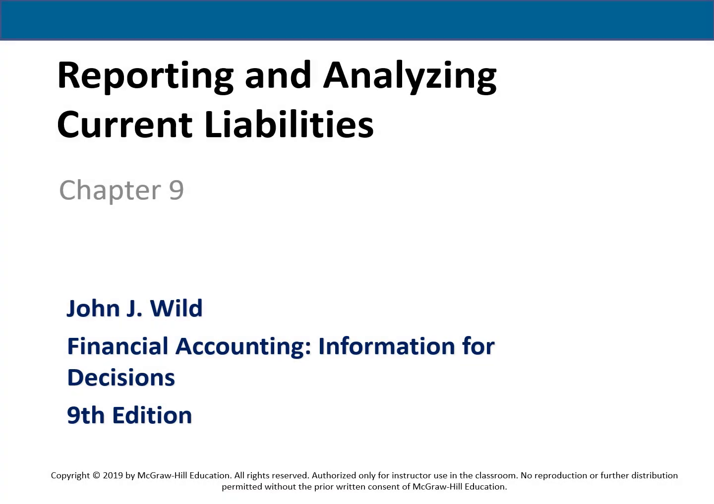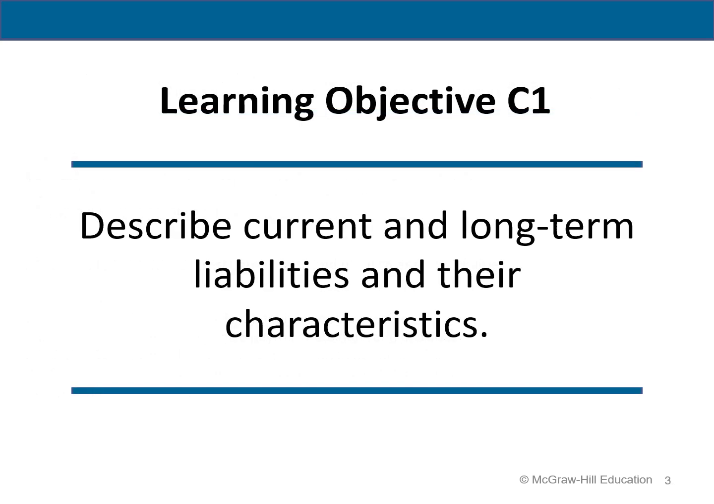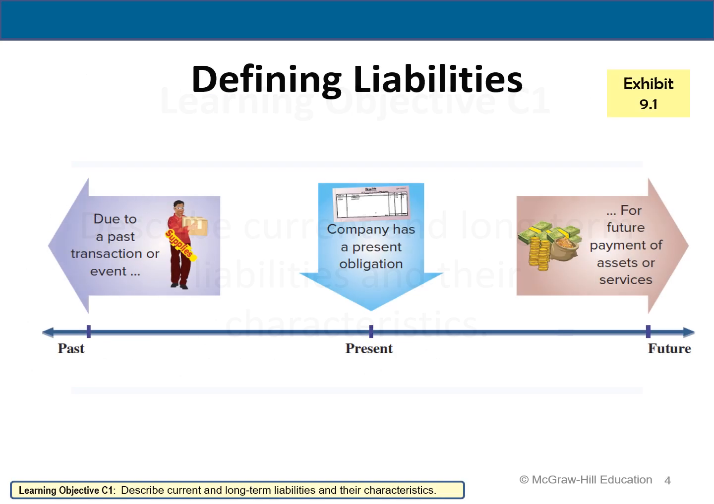All right, Chapter 9, Reporting and Analyzing Current Liabilities. In this chapter, we're going to look at current and long-term liabilities and describe their characteristics. We'll also look at contingent liabilities and some journal entries related to short-term notes payable, payroll deductions, and such, as well as warranties and bonuses. All right, so current and long-term liabilities and their characteristics.